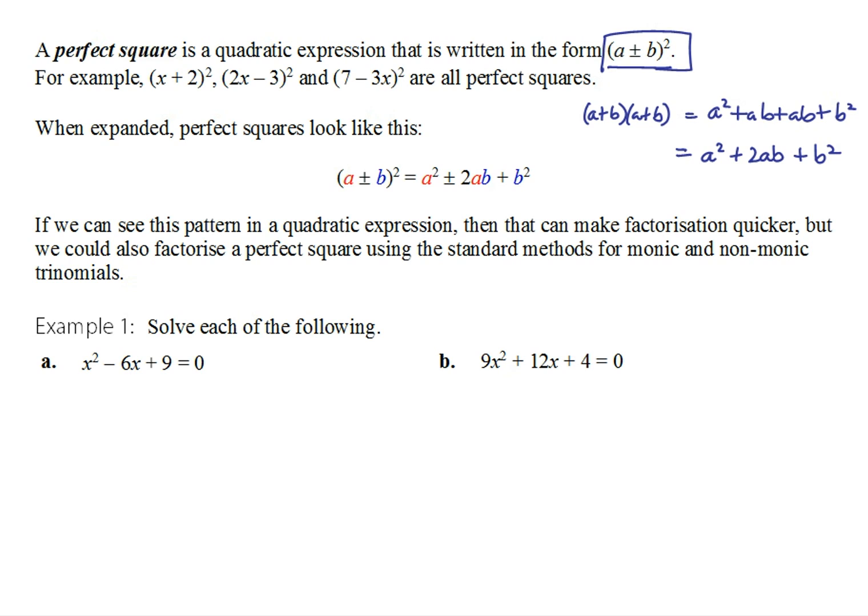So in this first example here, we have x squared at one end and 9, which is 3 squared, at the other end. In order for this to be a perfect square, that middle term would have to be 2 times x times 3, which is 6x. The fact that it's negative, so we've got negative 2 times 3 times x, just means that when we factorise, this is going to be (x - 3) all squared.